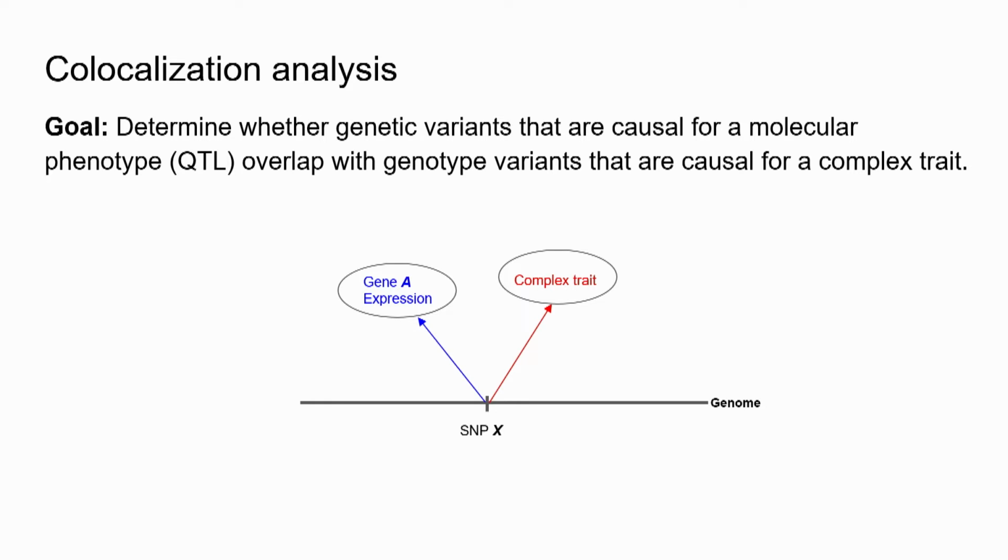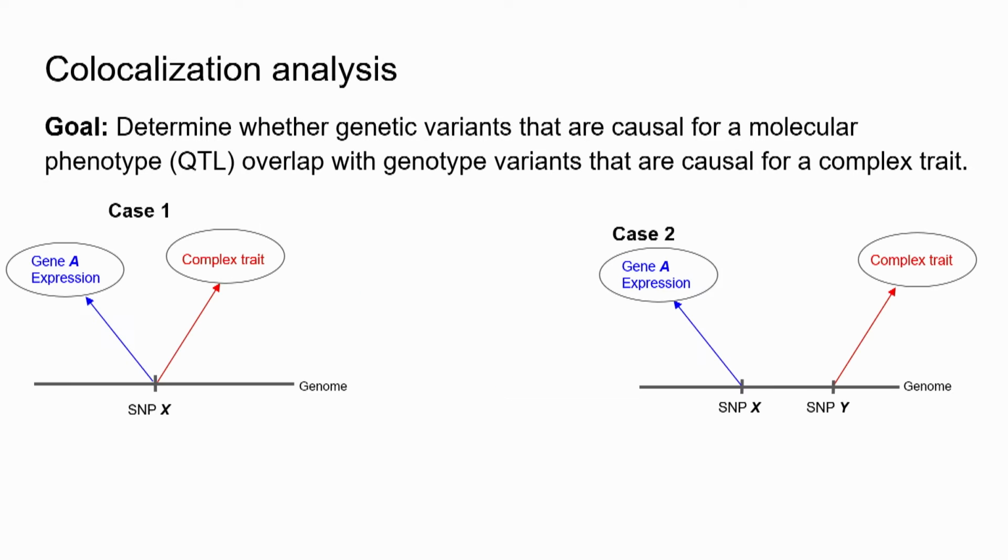So what's a colocalization analysis? The goal here is going to be to determine whether genetic variants that are causal for a molecular phenotype, so gene expression, for example, and we call these variants QTLs, overlap with those that are causal for your complex trait, so your GWAS trait. So here I have a little cartoon. We have SNP-X, which is causal for both your gene expression of some gene, gene A, and your complex trait. So this represents a colocalization.